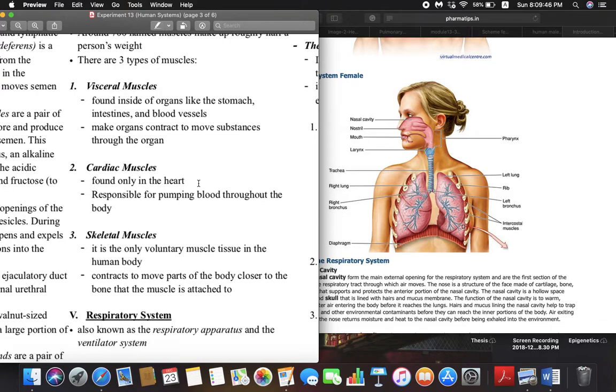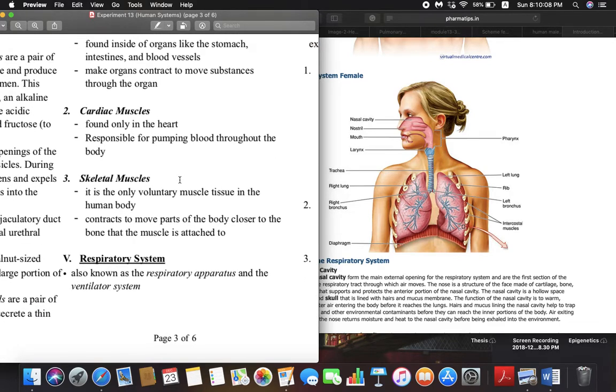Visceral muscles are found inside of organs like the stomach, intestines, and blood vessels, and they make organs contract to move substances through the organ, like peristalsis and segmentation. Visceral is basically another name for smooth muscles. Then we have cardiac muscle, which is only found in the heart, and is responsible for pumping blood throughout the body. Finally, we have the skeletal muscles, which are the only voluntary muscle tissue in the human body. They contract to move parts of the body closer to the bone that the muscle is attached to.